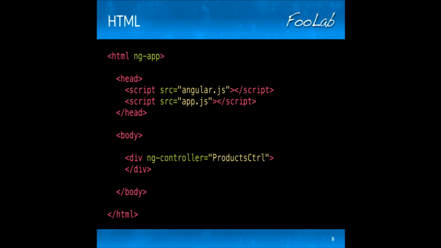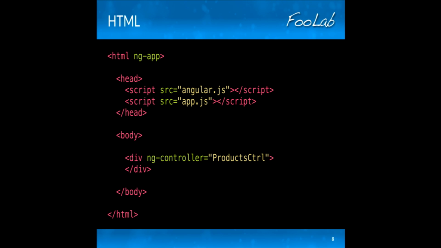So here's what the HTML for it looks like. We start with basically HTML, and we give it the attribute ng-app. This is just to bootstrap the Angular application. In the head, we import two things: the Angular.js framework, and then the app.js, which is our application. We could just put all the script inside, inline, but I put it in a separate file.